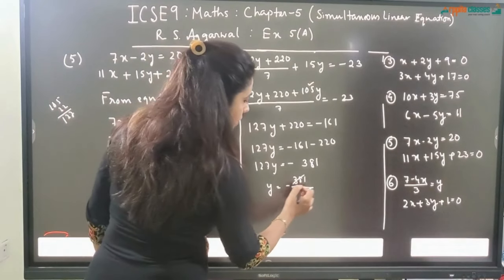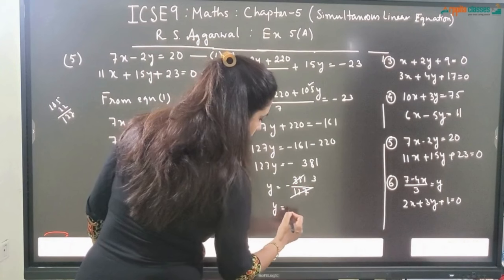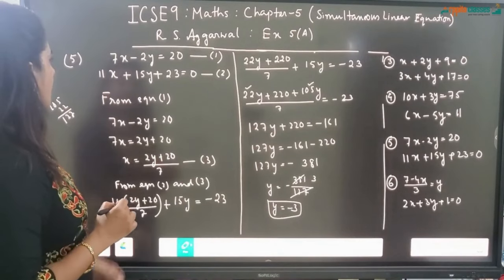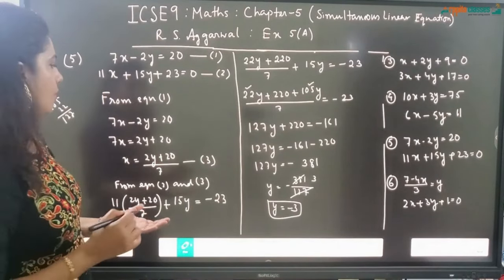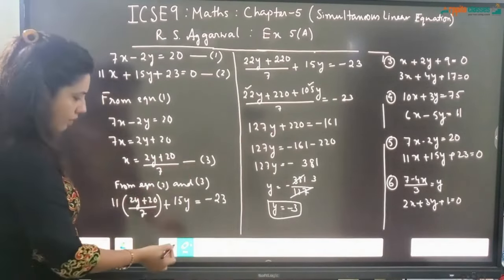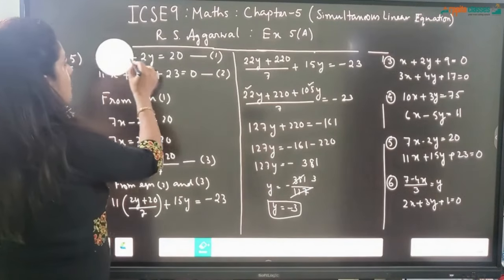So it goes by 3. So the value of y is equal to minus 3. As soon as we get the value of y, we can put it in either of these 3 equations to get the value of x. I will put it in equation number 3 because that will give me directly the value of x. Okay, so I'll just erase this part.